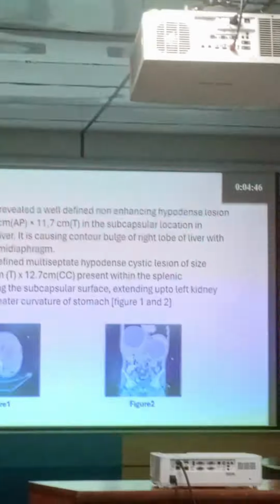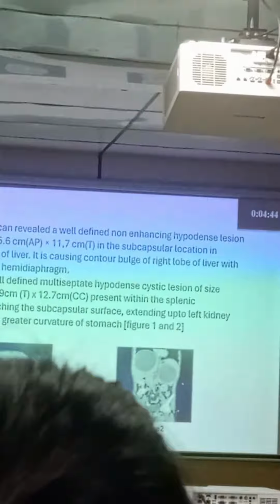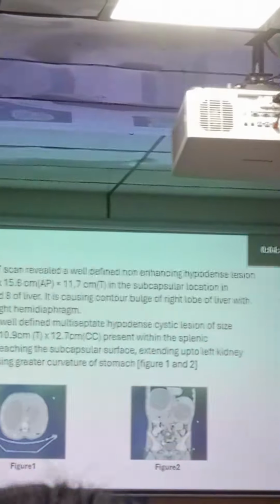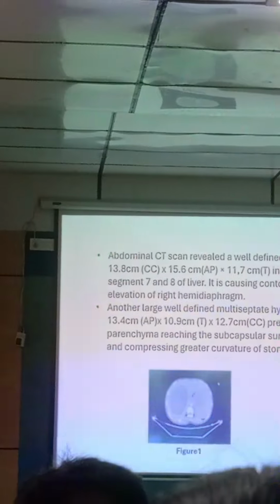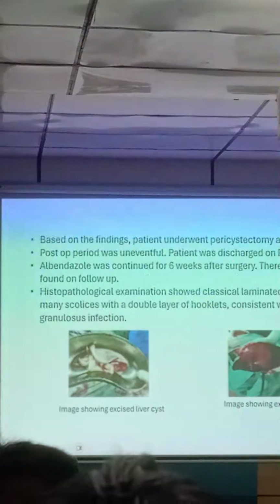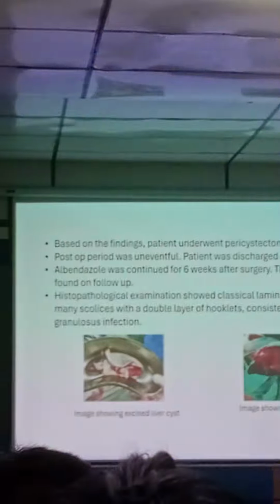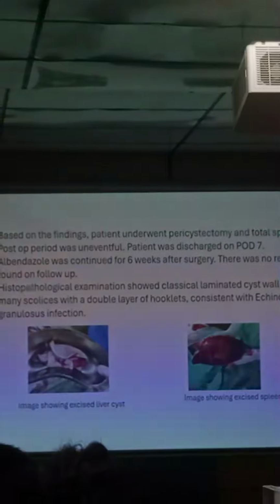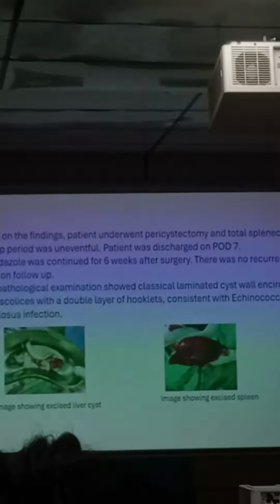Another similar cyst measuring 13 by 10 by 12 cm was present in the splenic parenchyma, reaching up to the subcapsular surface. So based on our findings, we underwent pericystectomy and total splenectomy via open approach.